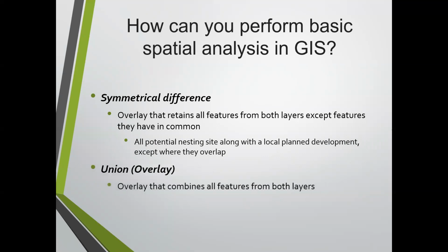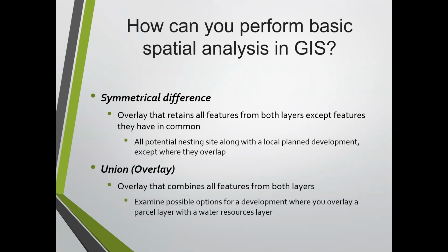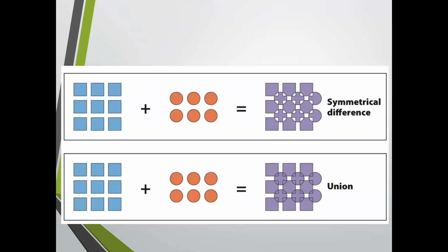And union is combining features from both layers together. And where you have possible development, parcel layer, and a water resource layer. So again, this little picture is pretty good. Symmetrical difference: notice you're going to get the input layer here and the input layer here, but where they intersect, it gets excluded. Okay, so it gets excluded in these areas right here. And then, of course, union is bringing them both together, A and B, and you can see that's what you get. So those are what they're talking about with those four different types.